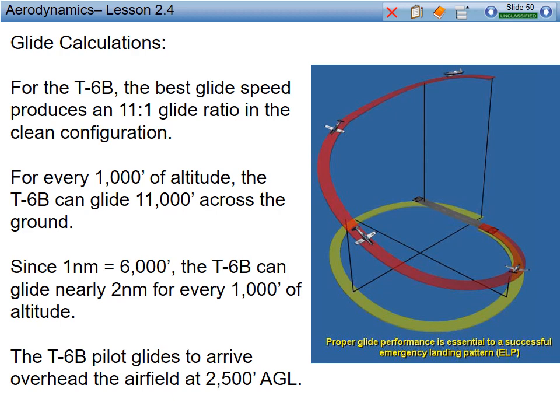For the T6, the best glide speed produces an 11-to-1 glide ratio. For every 1,000 feet of altitude loss, the T6 can glide 11,000 feet across the ground. Since 1 nautical mile is 6,000 feet, the T6 can glide nearly 2 nautical miles for every 1,000 feet of altitude loss. Remember, the pilot glides to arrive overhead the airfield at 2,500 feet AGL.